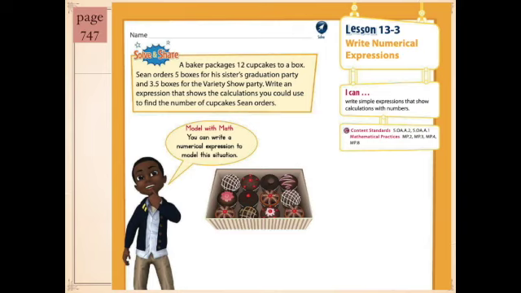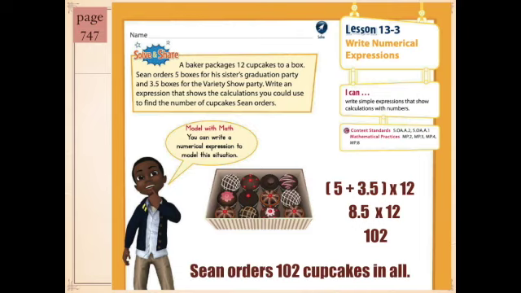Okay, so we are on page 747. The same problem we discussed a while ago. Our solution was the quantity 5 plus 3.5 times 12. Again, what does this numerical expression mean? It means that we first need to find the total number of boxes that he bought, which are 5 and 3.5, and the total number of boxes will then be multiplied by 12, which is the number of cupcakes inside a box. Order of operations tells us that we must perform the operations inside the parentheses first. So 5 plus 3.5 will be 8.5. Then multiply it by 12, so it will give us 102. Meaning Sean orders 102 cupcakes in all.